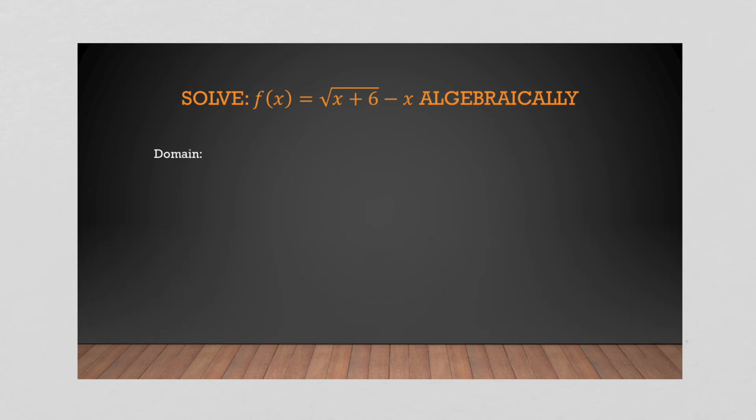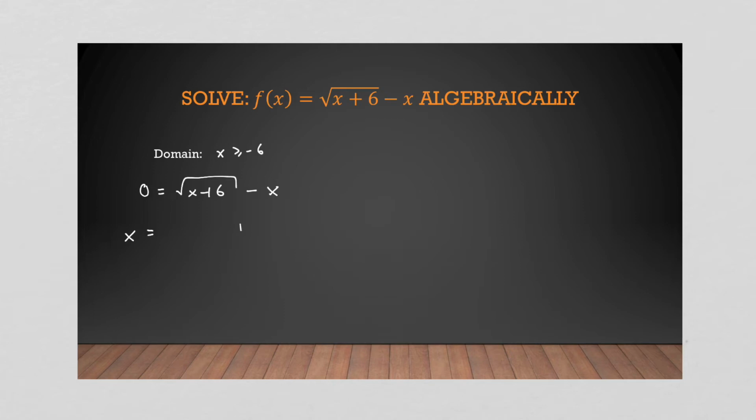We have to do a little bit more work because we have 2 x's in it. Again, we have the same domain. X has to be greater than or equal to -6, so we have to satisfy that. But now we set f of x equal to 0, and we're solving this. Now again, you still want to isolate your radicals. So we're going to add x to both sides.